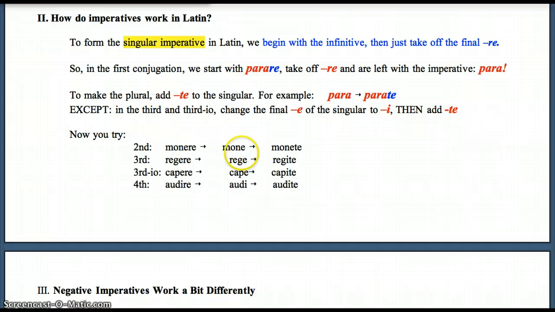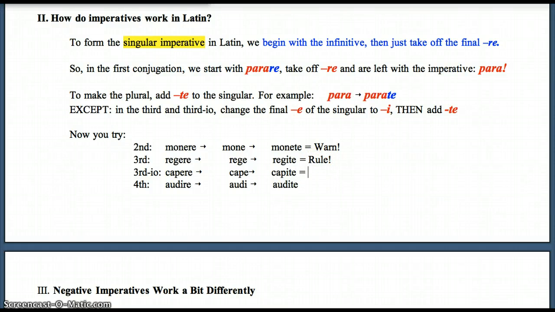What does this mean? Well, it's the command. So mone and monete both equal warn or advise or something like that. Rege and regite both equal rule. Rule us well, O leader.